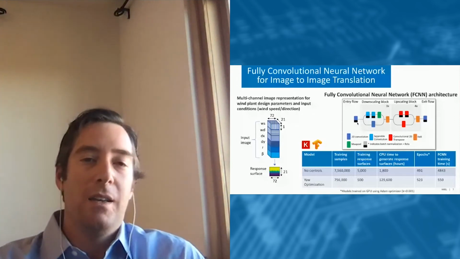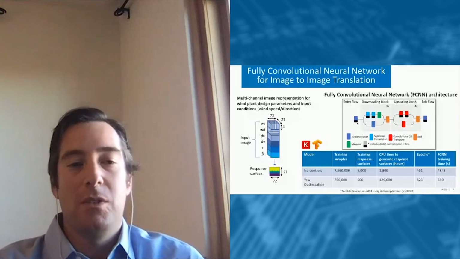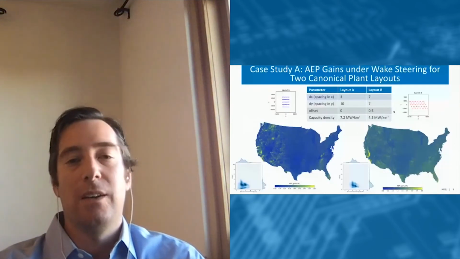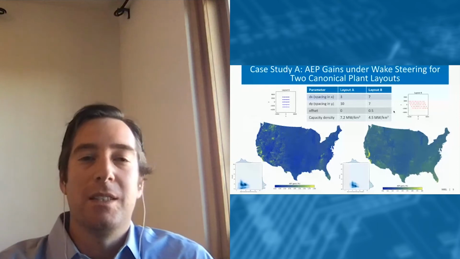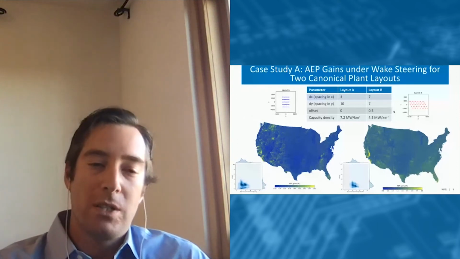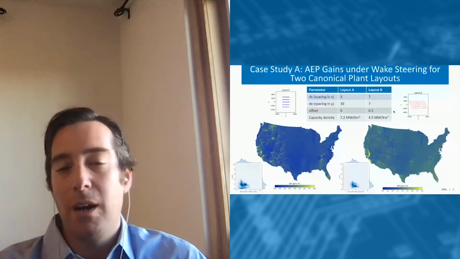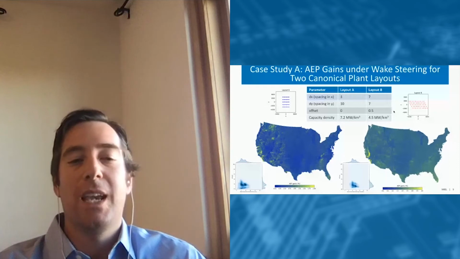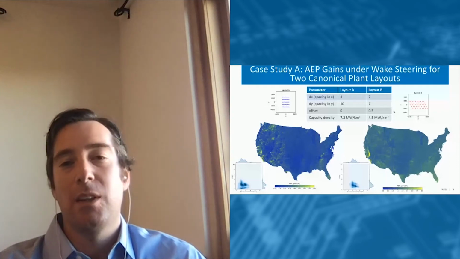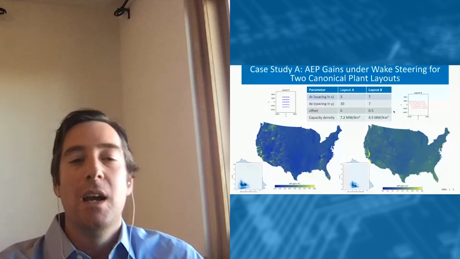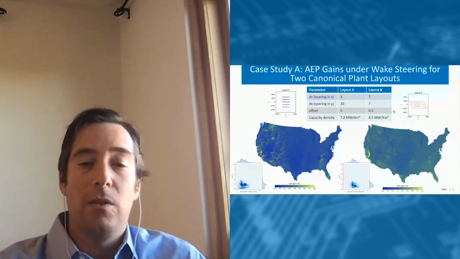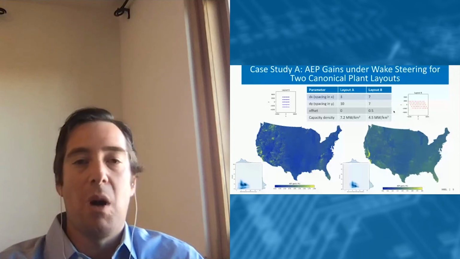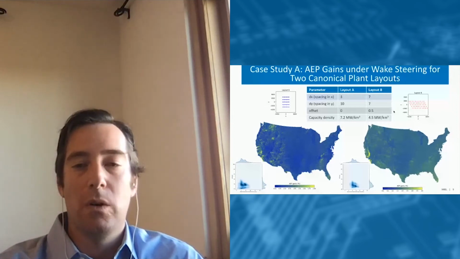So if we apply these trained surrogate models to the national scale, we can focus on two hypothetical layouts here, layout A, layout B. You can see the differences in the parameters. What's interesting here is that when we compare the energy production for these two layouts and look at the gains that are associated strictly with implementing this wake steering technology, we see that the benefits are largely confined to regions with moderate wind resource quality.